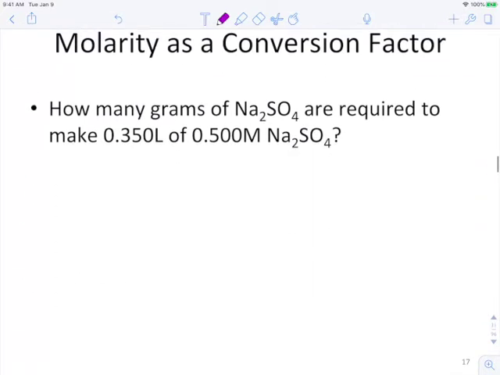All right, so here it says how many grams of sodium sulfate are required to make 0.350 liters of 0.500 molar sodium sulfate. So if you had to guess, which number do you think we're going to start with? 350. Yes, this one right here, because molarity is our conversion factor. So we're going to be starting with our liters, and molarity will allow us to convert it into moles.